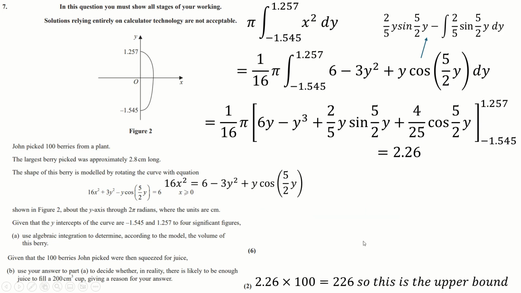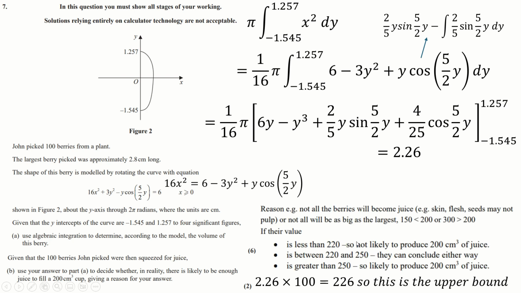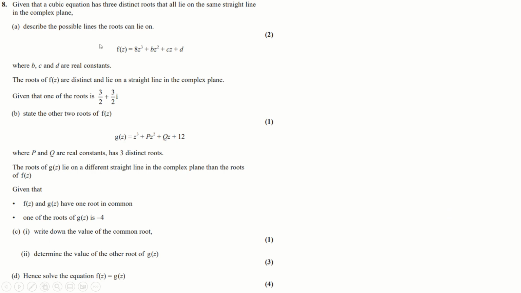So you can either say, yeah, it seems reasonable that you could expect 200, or you could say, no, because that was the largest one, and you're not getting juice out of the flesh and the seeds, which are all waste stuff, it's likely that you're not going to get to 200. You could just say that, which is interesting. Good. Question number 8 then.